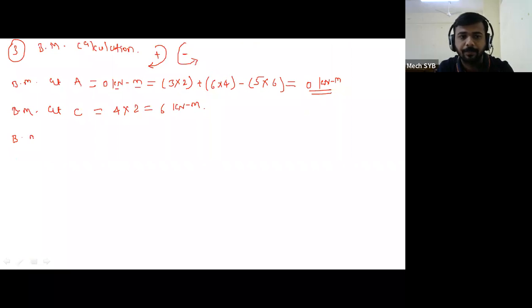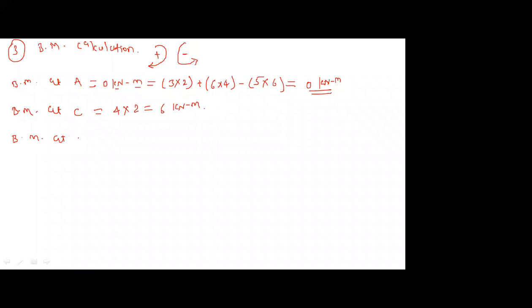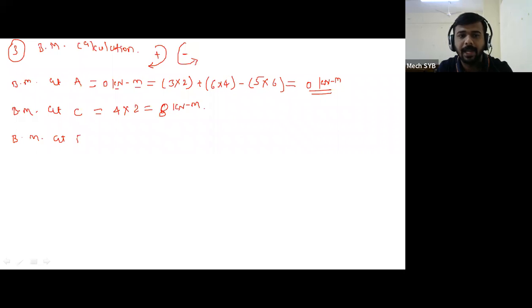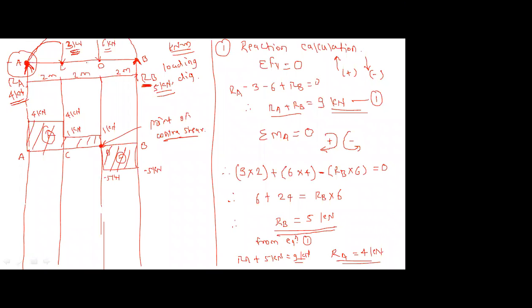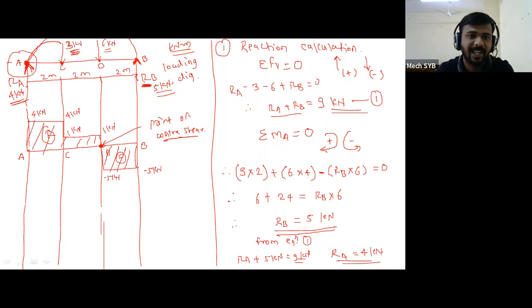BM at D, 8 kilonewton. Sorry, 8 kilonewton. So BM at D is equal to. Now go to our loading diagram. Now this is the point D in front of you. Now check how many forces are present to the left side of the point D. Two forces are there. One is reaction RA and another is reaction 3 kilonewton.